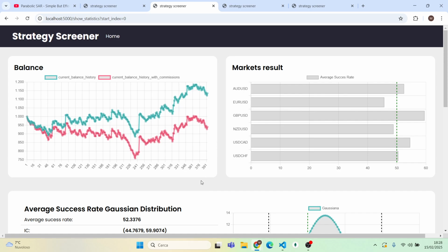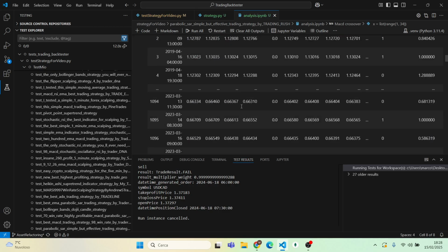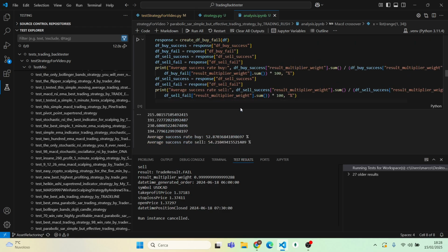Okay, now after we have said that, it's time to improve it, and let's see if we can make some profits. First of all, the first thing to see is whether there is any difference between buy trades and sell trades in terms of number of trades, and also in terms of average success rate. As you can see now, it performs better on sell rather than buy.